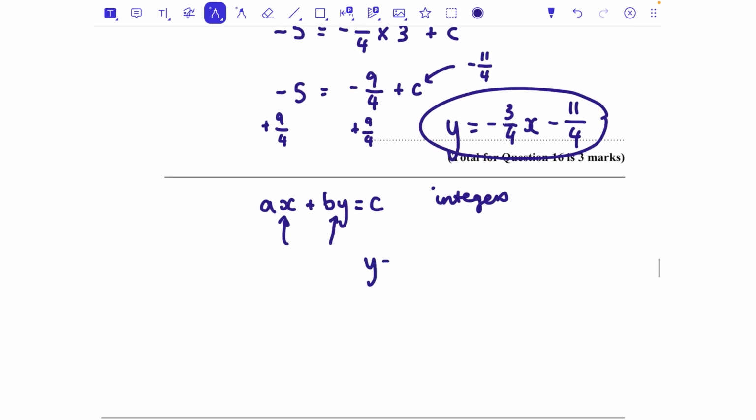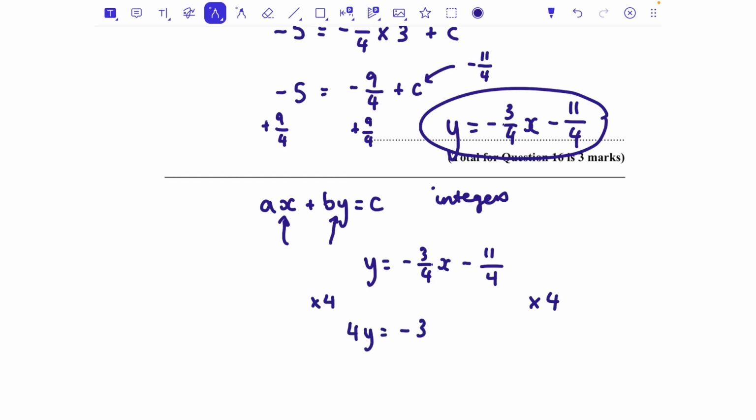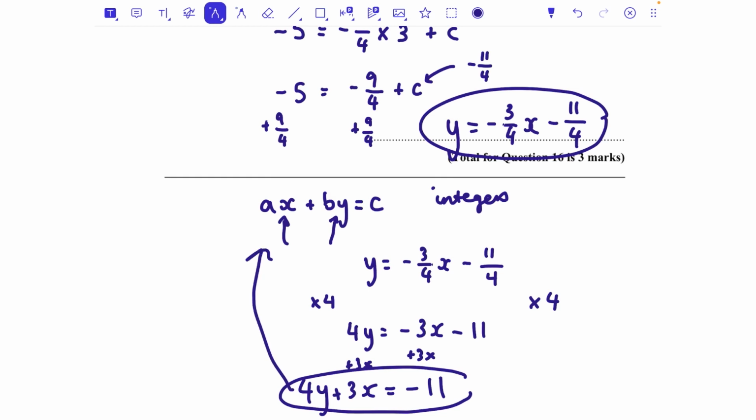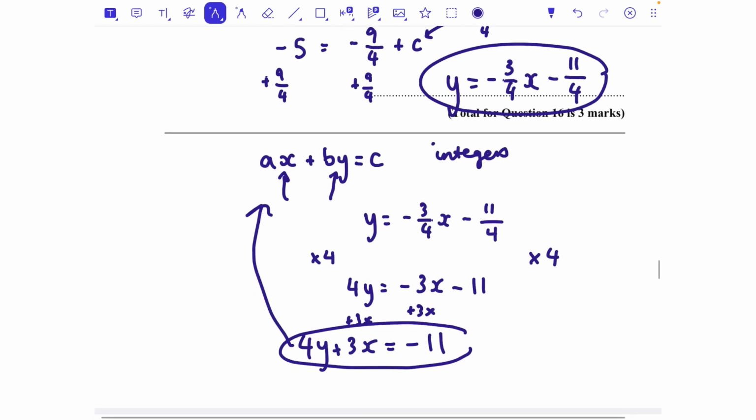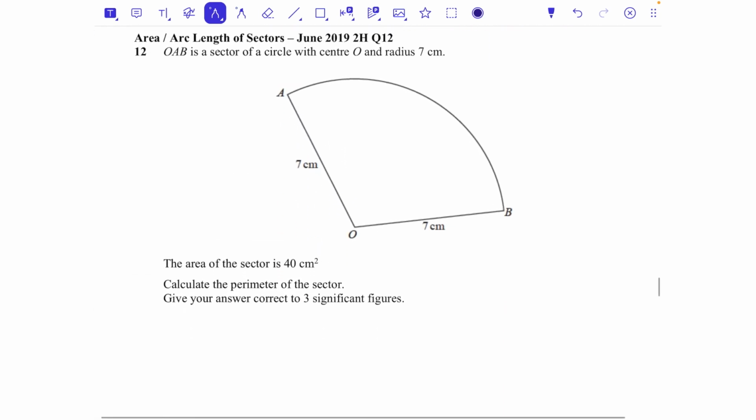So let's start with y equals minus 3/4 x minus 11 over 4. Now, these fractions are a little bit annoying. They're both 4. So let's multiply both sides of the equation by 4. And then we get 4y equals minus 3x minus 11. And then we would add 3x to both sides. So 4y add 3x equals minus 11, and now it's in the format that they've asked us for. So that's just a little bit extra. You don't need to know that necessarily for those questions, but it's helpful if they do ask you to get it in that format.